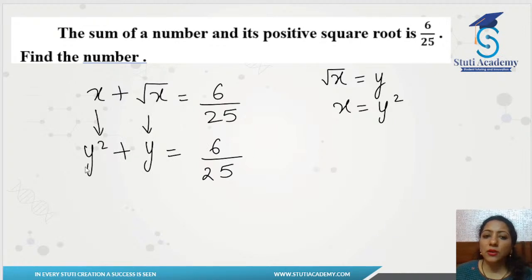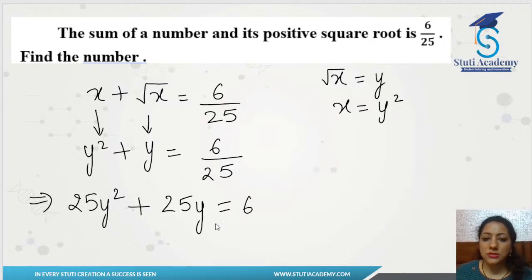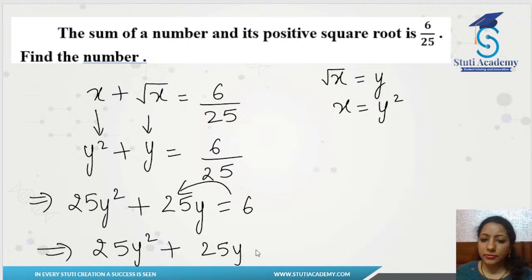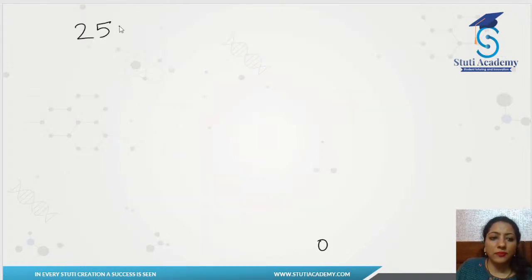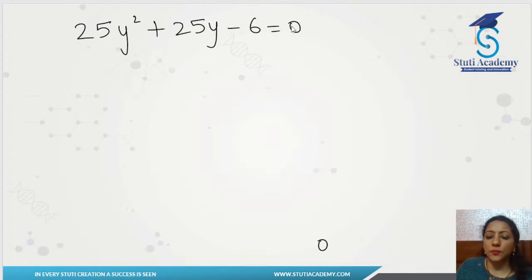Now 25 we'll take on the left hand side. This will become 25y square plus 25y is equal to 6. Now we'll take this 6 on the left hand side. We will get 25y square plus 25y minus 6 is equal to 0. I'll just write it again. 25y square plus 25y minus 6 is equal to 0.